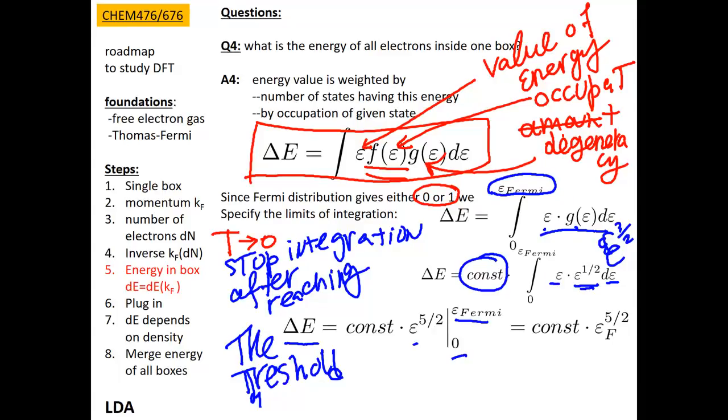Then the total energy inside one box will be a constant times the Fermi energy to the power 5/2. So if you know the energy of the HOMO, which is the Fermi energy, we take the power, and no matter how many orbitals there were, we get the total energy. We already got it. But it doesn't make sense to connect energy to energy. We need to connect energy to density, right?